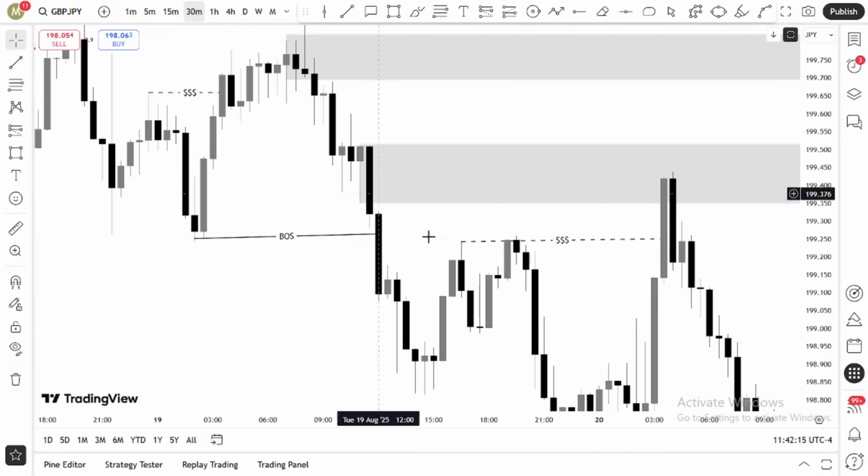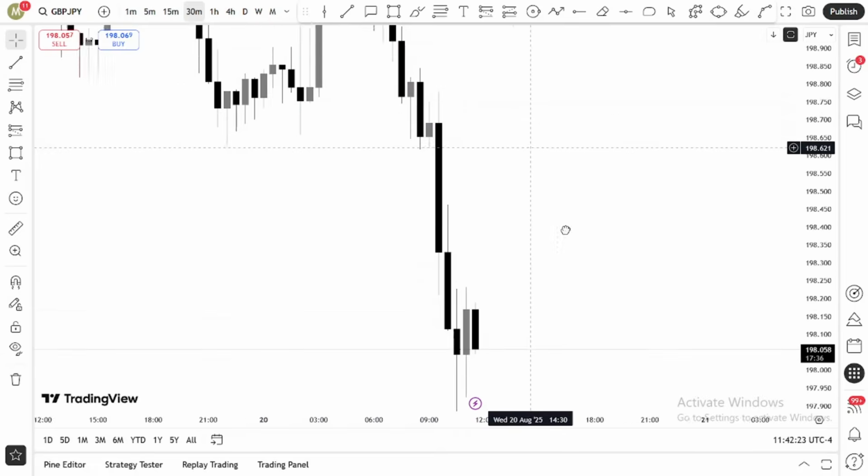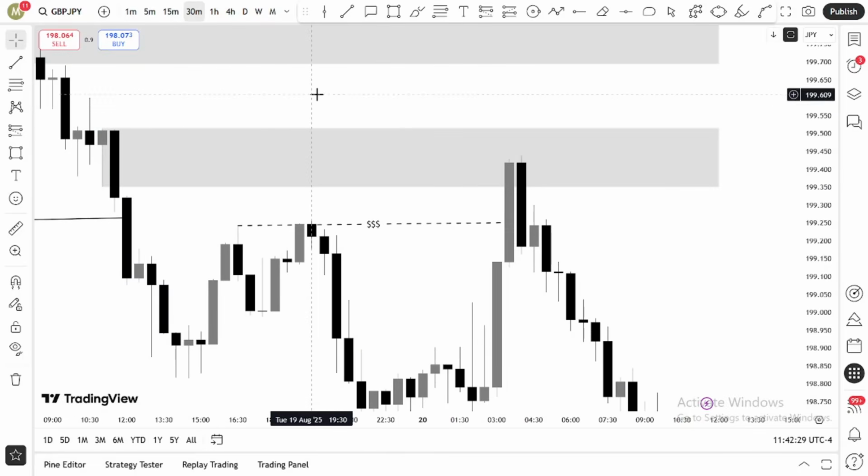This was another one, price engineered equal high liquidity, tapped into this other block and dropped. You can see price has been making its way down since then. Like, this move is crazy. So this is how to map out your valid order block.